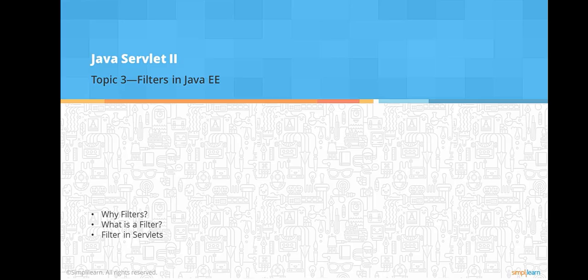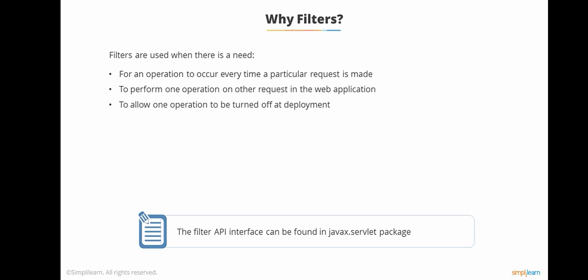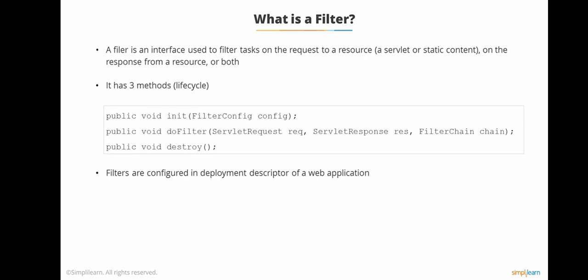Let's come to our next topic, which is filters in Java Enterprise Edition. Here we will talk about why filters, what is a filter, and filters in servlets. So filters are used when there is a need for an operation to occur every time a particular request is made, to perform one operation on other requests in the web application, and to allow one operation to be turned off at deployment. The filter API interface can be found in the javax.servlet package.